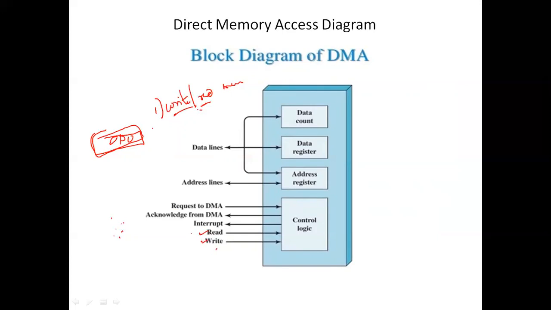Next, after this, the processor will also provide the starting address. So why do we need the starting address? In the sense, from where you have to transfer that block of data, or where that block of data resides in the memory. So the DMA controller stores that starting address in which register? Here we have the address register. So in this address register, it is going to store the starting address.